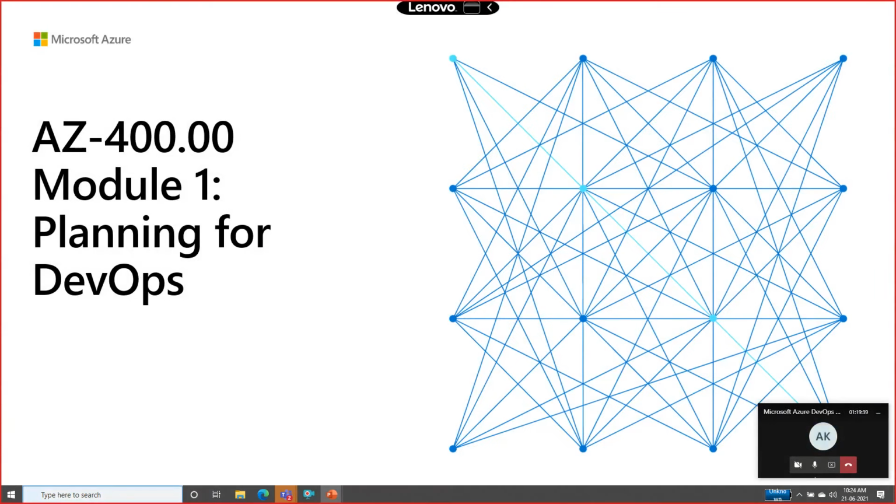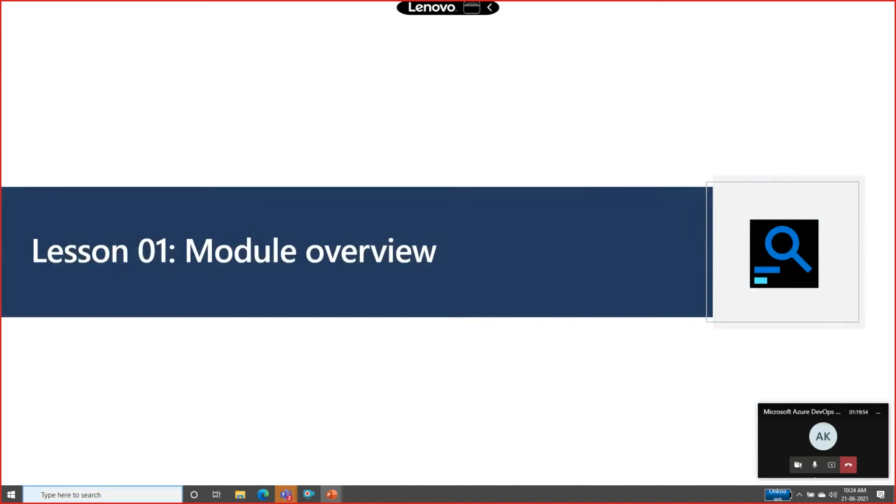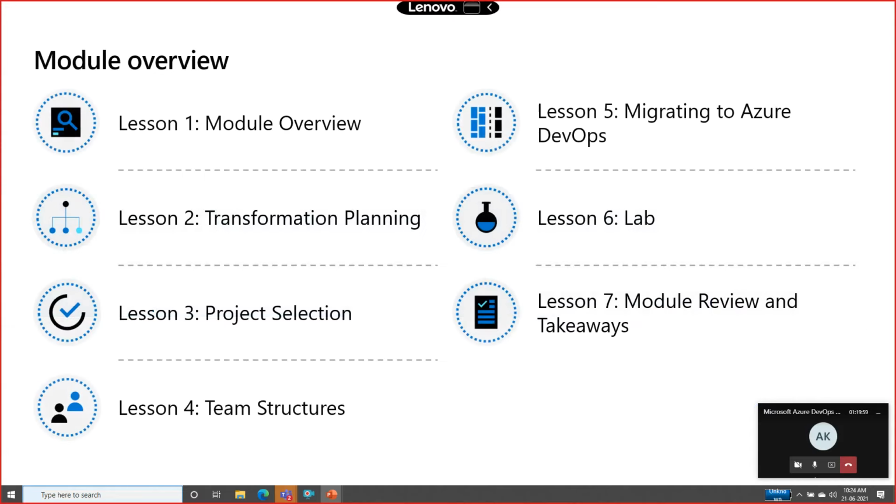Okay, so let's start with the first module. In this module we are trying to understand, basically, the overall picture of your DevOps. We are going to understand what kind of project we should have, how you can design a project, and how we can go ahead and manage our Azure Boards and other things.